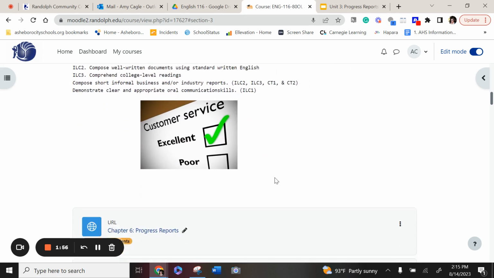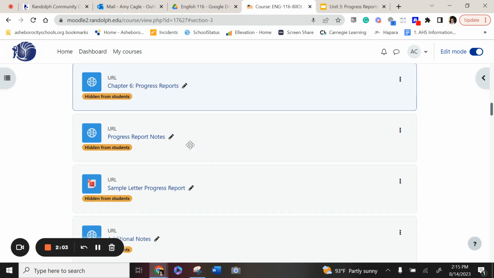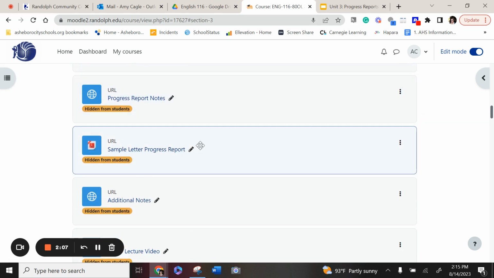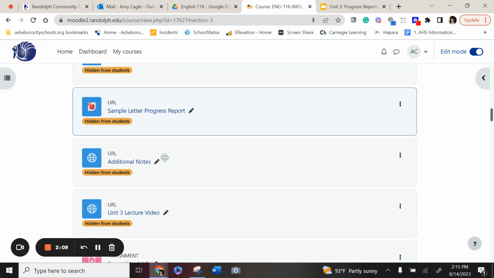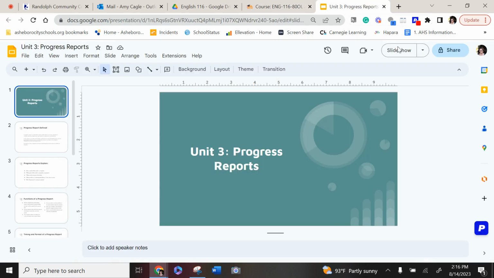On the Moodle site itself, you're going to be looking at chapter 6, which goes over what a progress report is and how to write one. Here are some notes on progress reports that you need to look at as well, and a sample that you can pull up and look at, and some additional notes. So let's go ahead and get into those notes now.